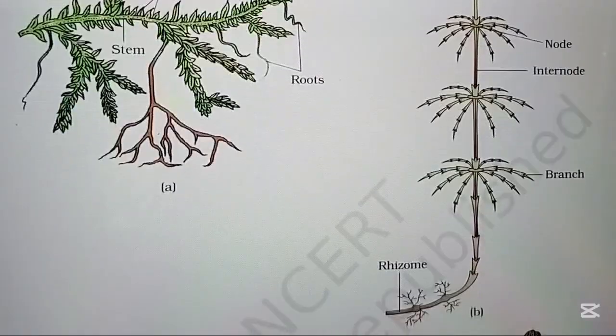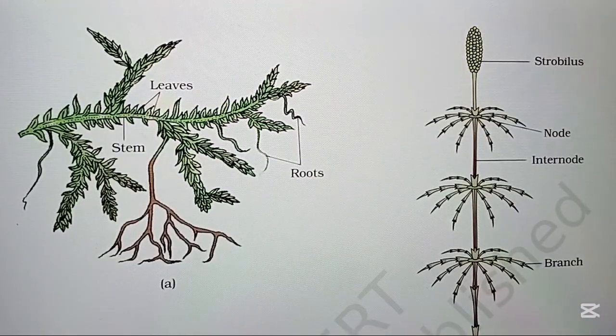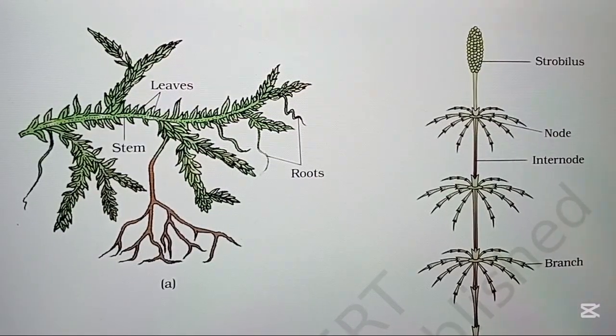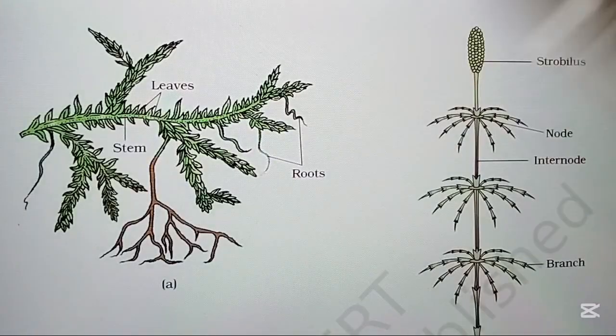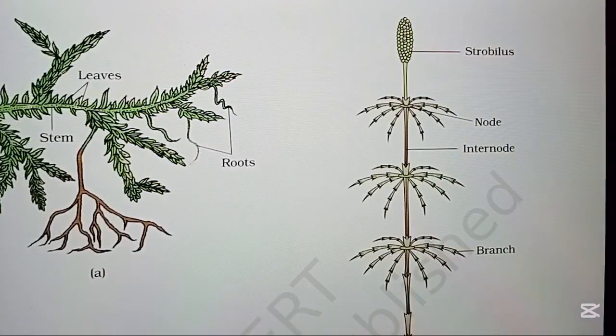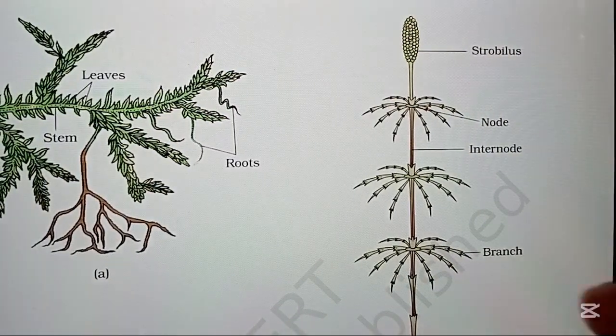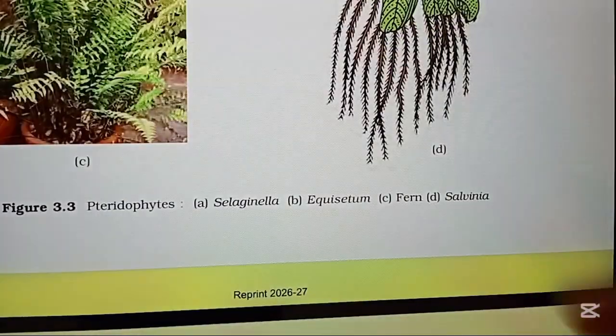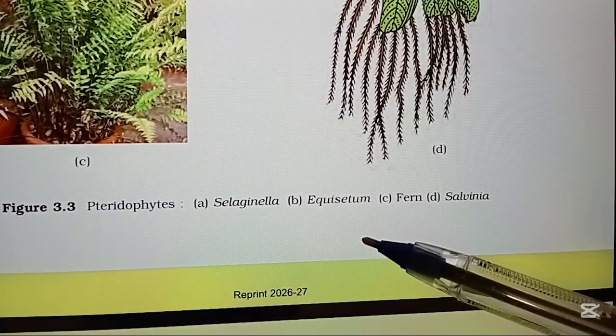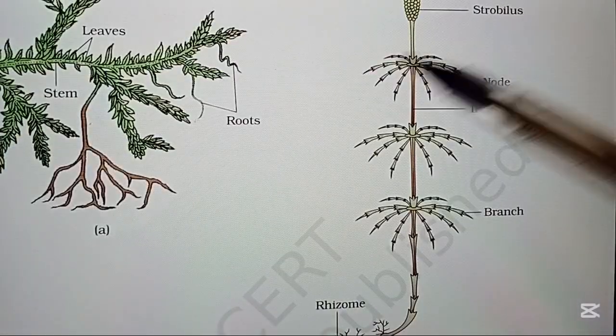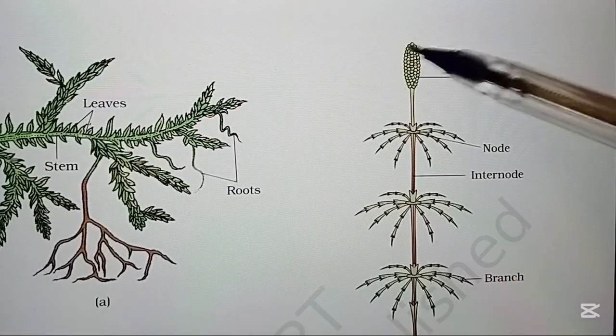Then comes the group pteridophytes. The images or the diagrams coming in pteridophytes are of not much importance, but they could ask it. And this diagram is not of any use, they won't be asking. Well, this is of concern. So how do you name this? This is the Equisetum from the group pteridophytes.